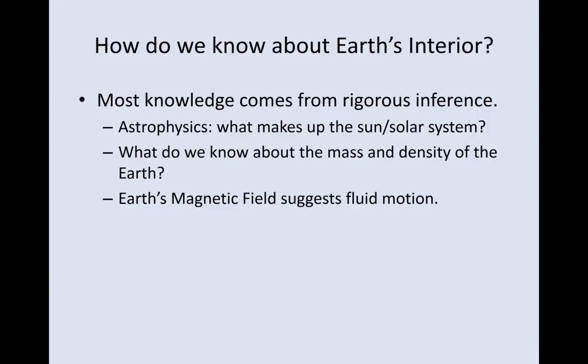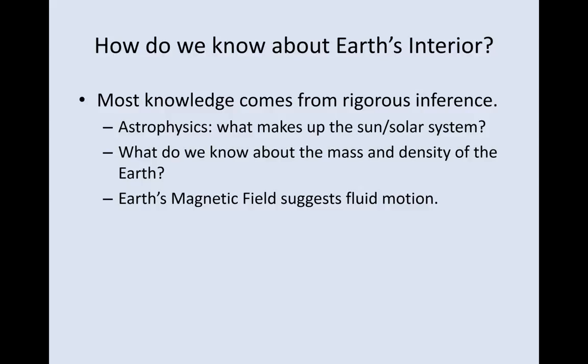Most of our knowledge comes not from direct observation, we can't actually go down there, but from rigorous inference. We can look at the content of the Sun and other planets in the solar system, as well as our knowledge of the processes that make them, and get an idea of what elements compose our planet. We can make some inferences based on the mass and density of the Earth. We know based on the behavior of Earth's orbit what its mass is.